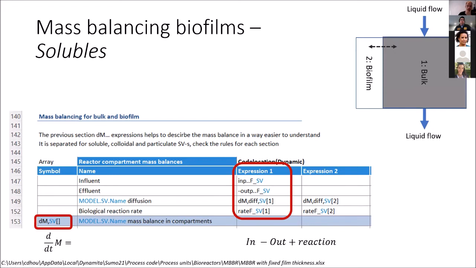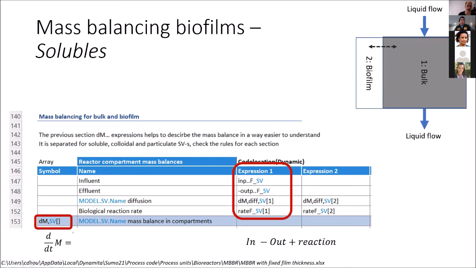And so if you look, expression 1 here represents the bulk liquid. So that's the first compartment in the biofilm model. And it's equal to what comes in minus what goes out, so effluent, plus diffusion. And diffusion can be positive or negative. So what's transferring across between the bulk liquid and the biofilm, and then plus the reaction rate.